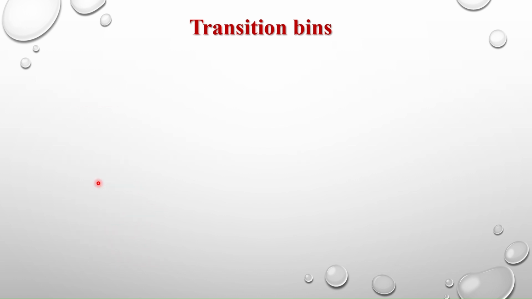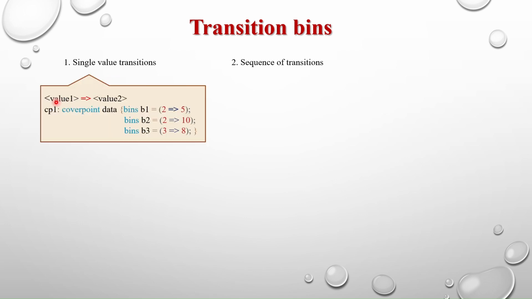The first one is single value transitions. What is a single value transition? As the name suggests, the bin will be changing from one value to another value. Here, if you see value 1 and value 2, between them we are using the operator. This is the syntax to write single value transitions: cp1 coverpoint data, bins b1 equals 2 to 5. So the bin will be changing from 2 to 5, 2 to 10, 3 to 8. This is the single value transitions.